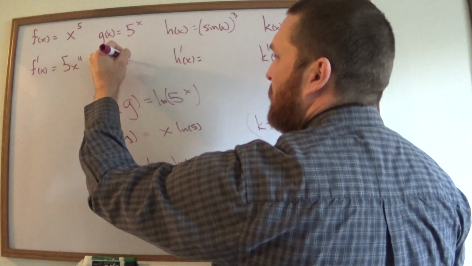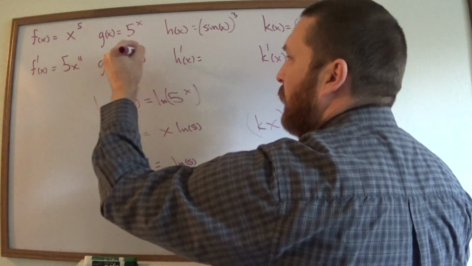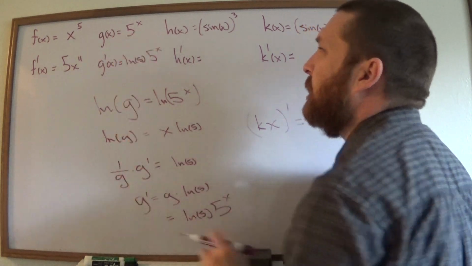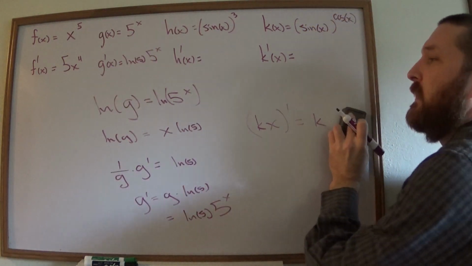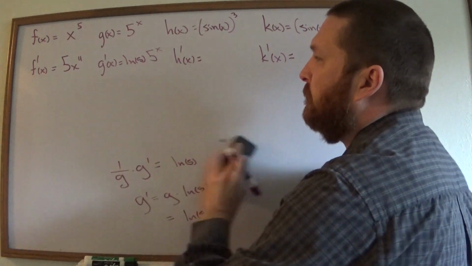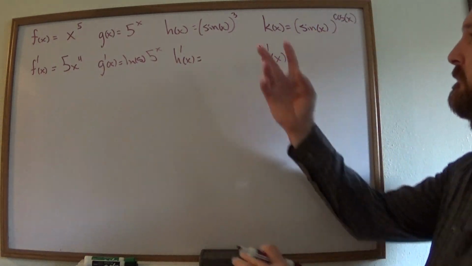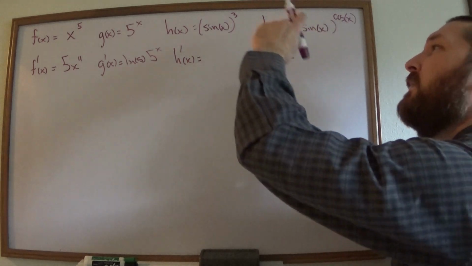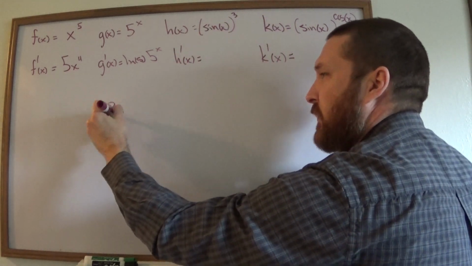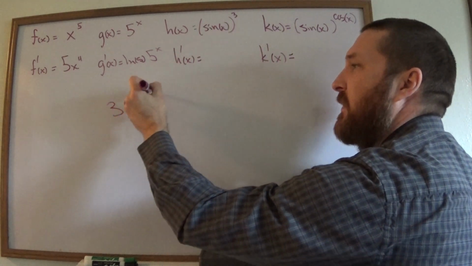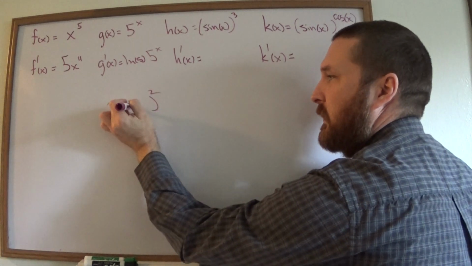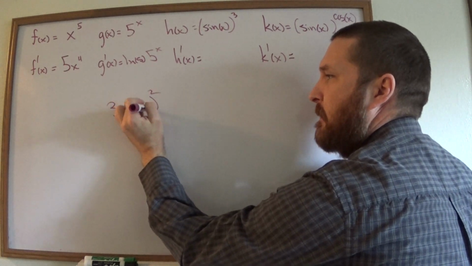Okay, so just like you said, which is true, and if you know that, great. But I'm going somewhere with all this. Okay, so we got that. Now what about this guy? What do we do here? 3 times sine squared of x. Right, so the 3 drops down, and then that gets decreased by 1, okay? Times cosine of x.